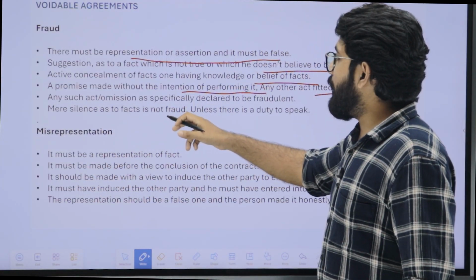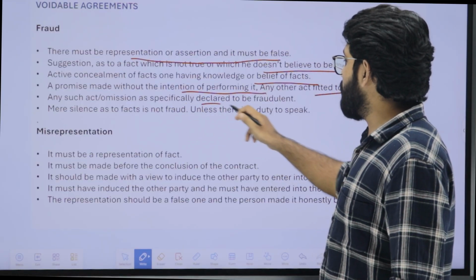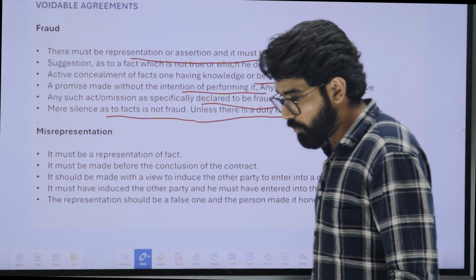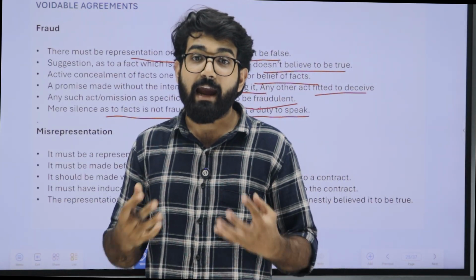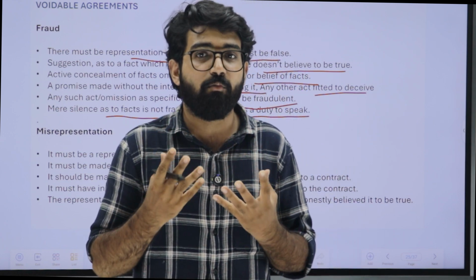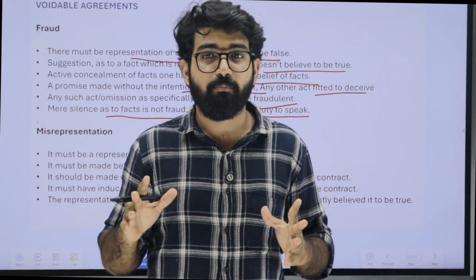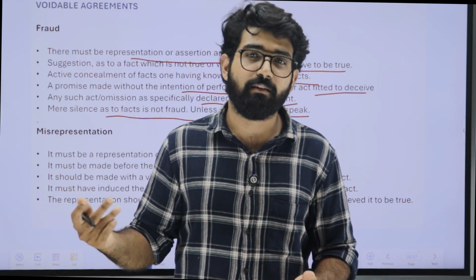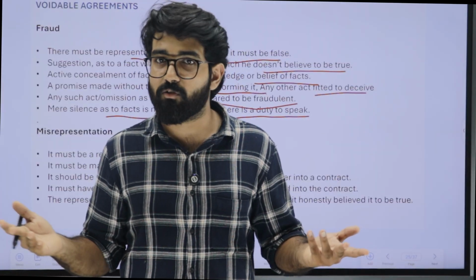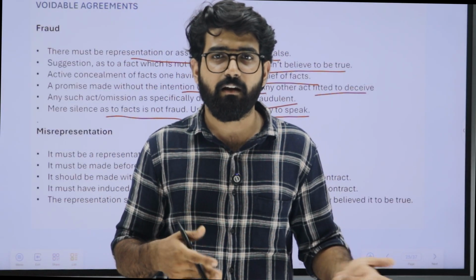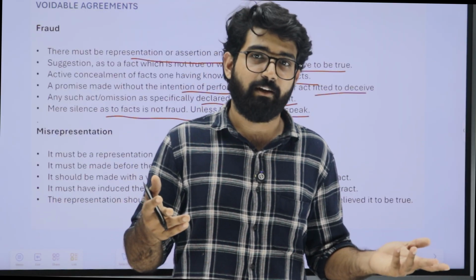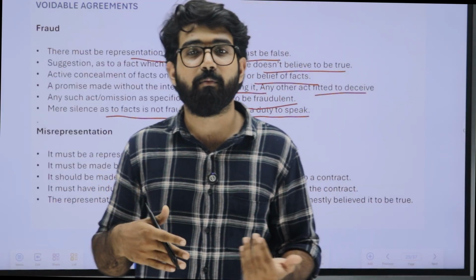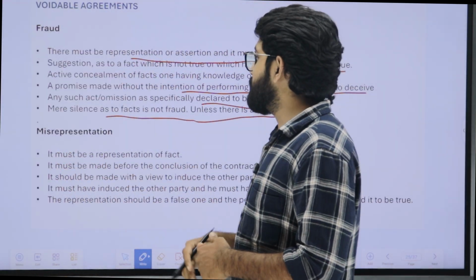Okay, any such omission is specifically declared to be fraudulent. Mere silence as to the fact is not fraud unless it is a duty to speak. Like I have said before, active concealment means actively not speaking about something. When they are asking, I am not replying to that. That is active concealment. That will become fraud. But if they didn't ask me anything, and so I didn't tell them about anything, it does not amount to fraud. They didn't ask how is the radiator, I didn't talk about how is the radiator, so that's fine. Once they have asked me and I am not telling them anything about it, it will become active concealment. That's what we are discussing right there.